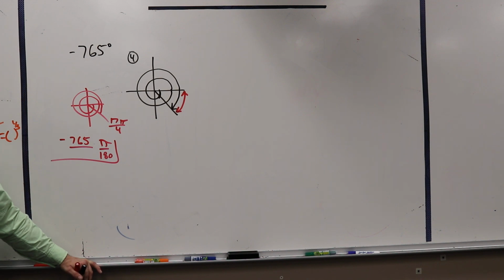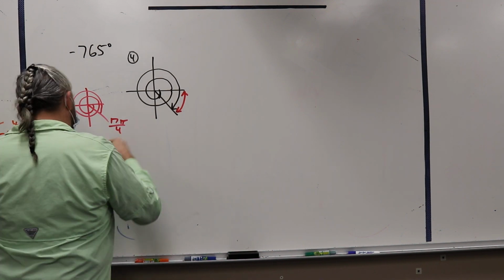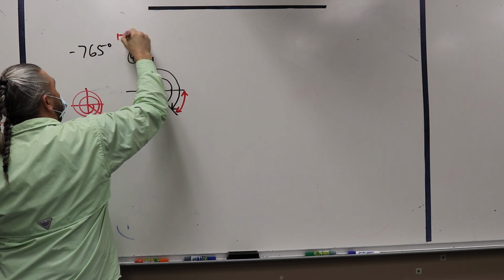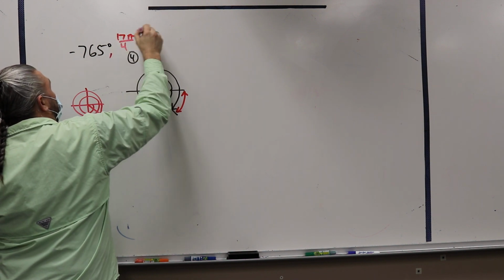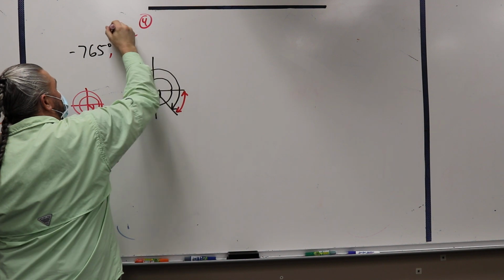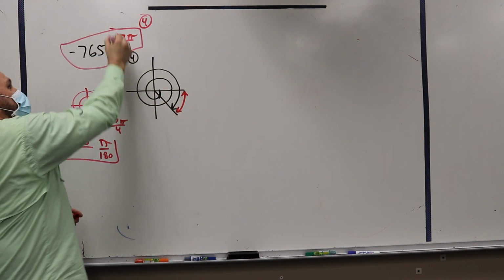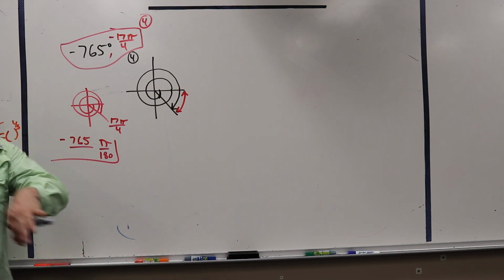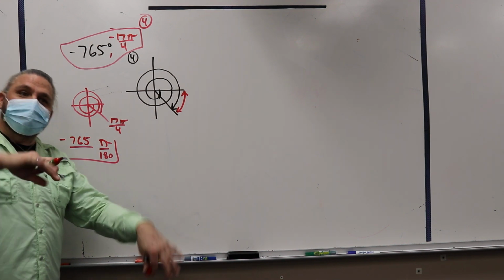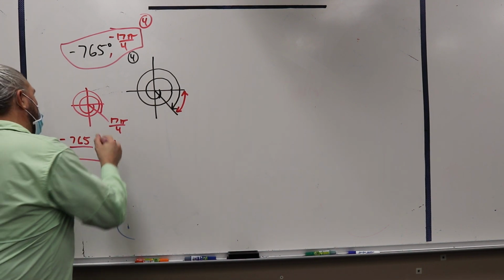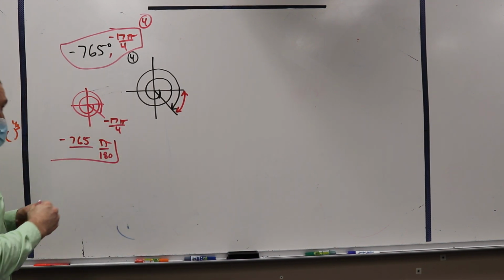Everyone? Yeah? Okay. So once I have this as 17 pi over 4, now I have my other 4 points. It's in degrees and it's in radians. And it's negative 17 pi over 4, so got to remember that. All right? So negative 17 pi over 4.